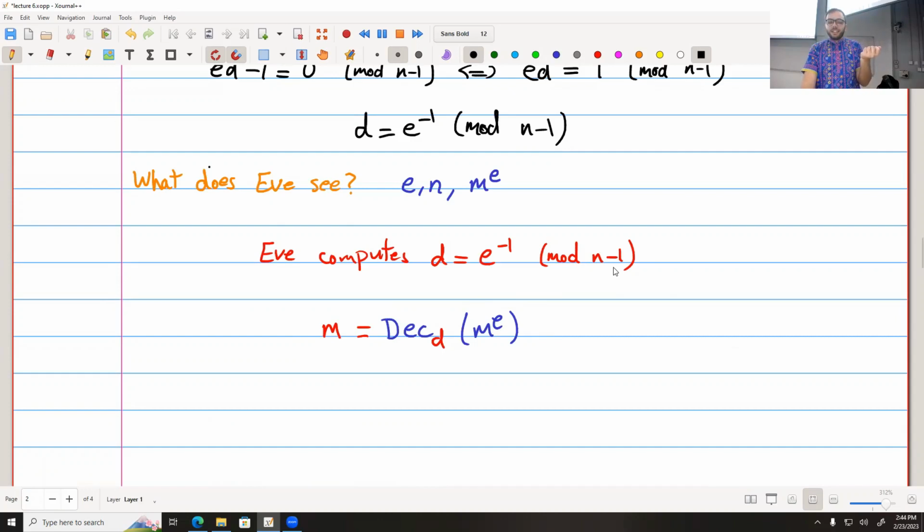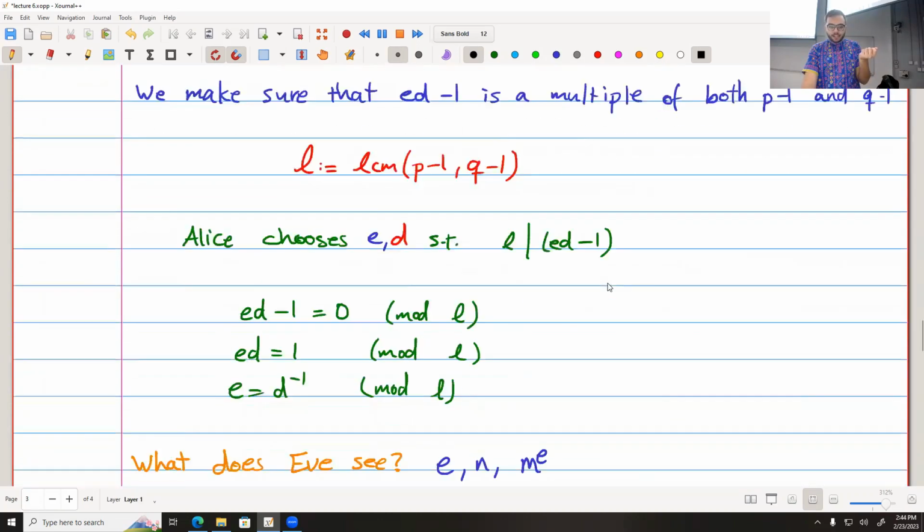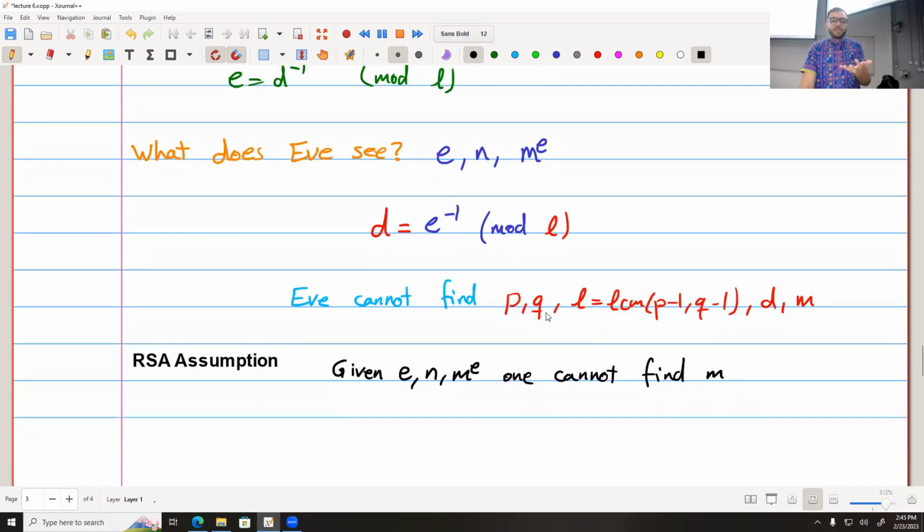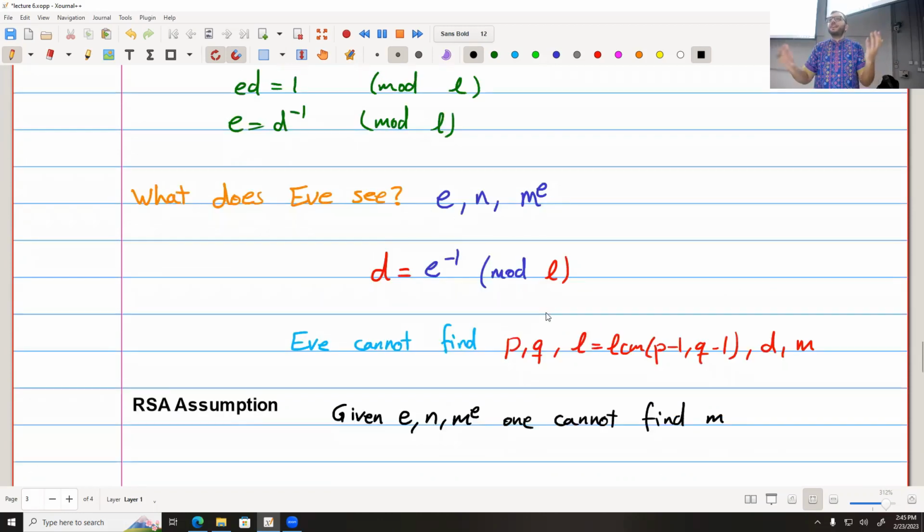right? But now in this case, my decryption key is the inverse of my encryption key, also modulo some number, but that number is hard to compute. I don't know how to compute L. And because I don't know how to compute L, I can't find this inverse. But as you see, it's a hand-wavy argument because maybe someone can find an algorithm that finds the inverse without finding L, right? But we just don't have an algorithm like that.